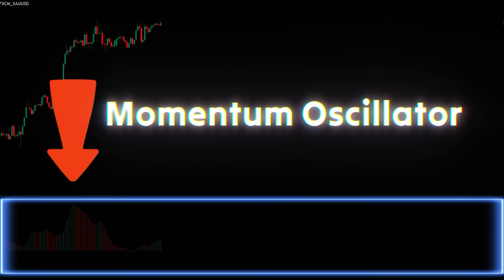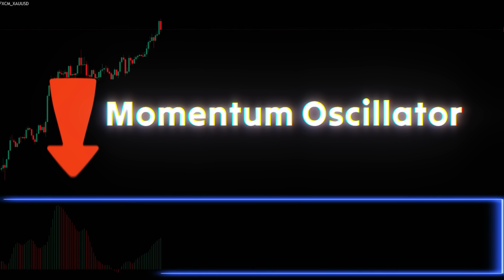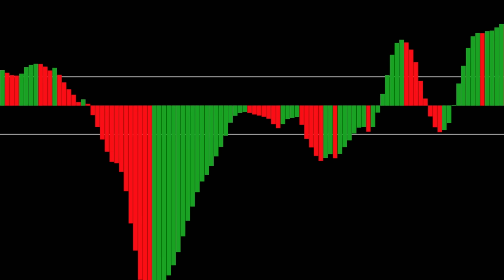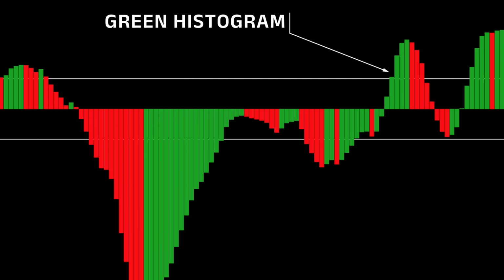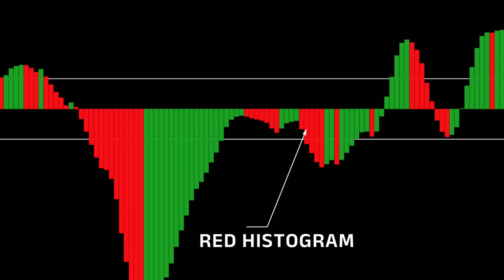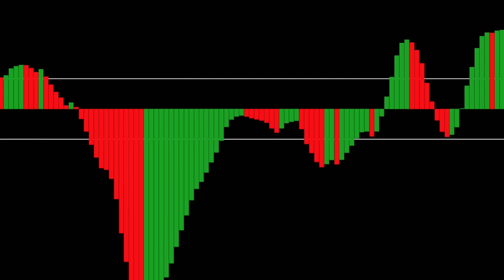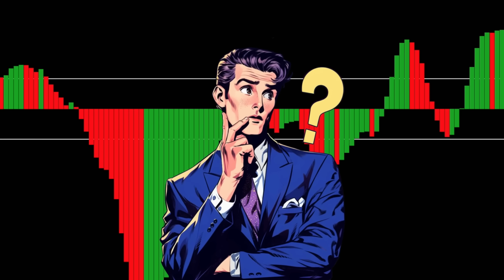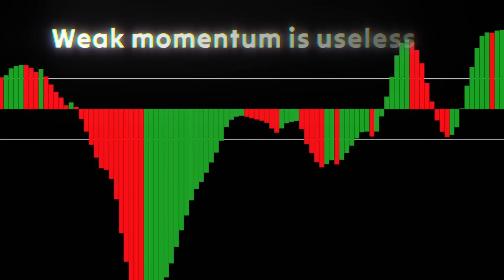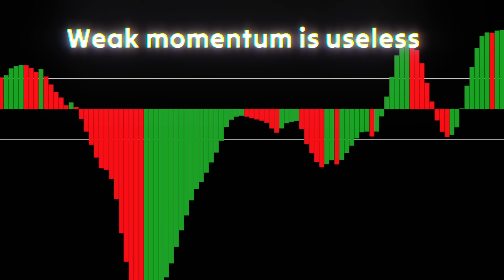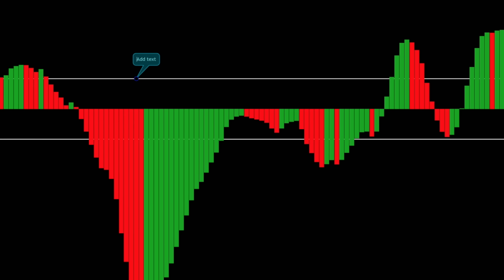Down here is a momentum oscillator, and this is where most traders mess it up. They see green, they buy. They see red, they sell. And then they wonder why momentum stopped working, because momentum without strength is useless. These two horizontal lines fix that problem. They force you to answer a hard question before every trade. Is this move strong enough to care?